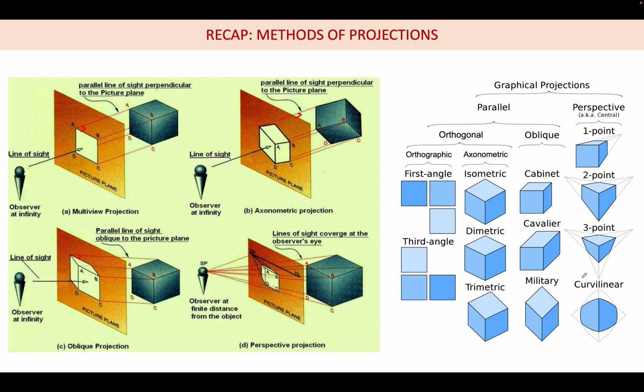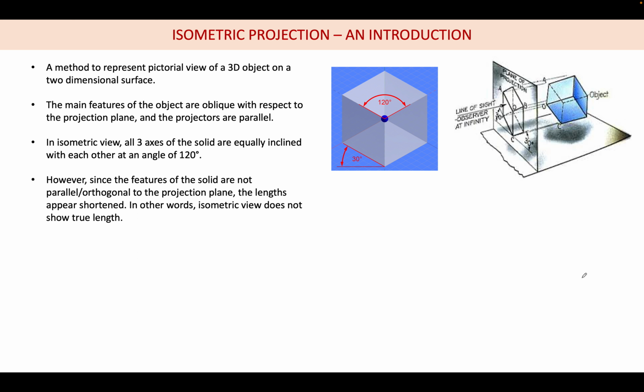So in this session, as I told, we are going to look at isometric projections. Okay. So isometric projection is, first of all, a method to represent the pictorial view of a 3D object on a 2D surface. So you can see that you are able to see the three-dimensional view of the object.